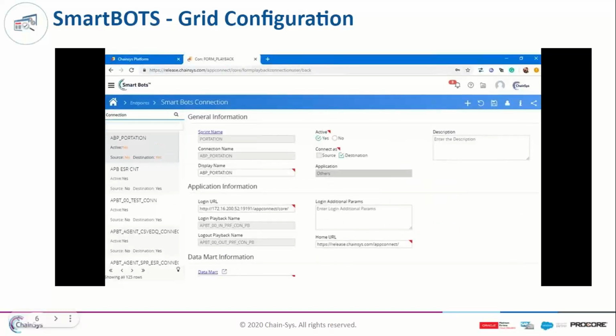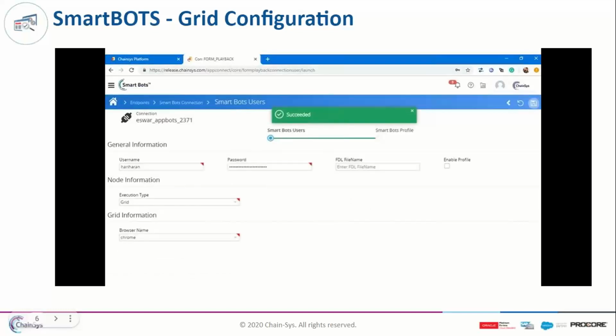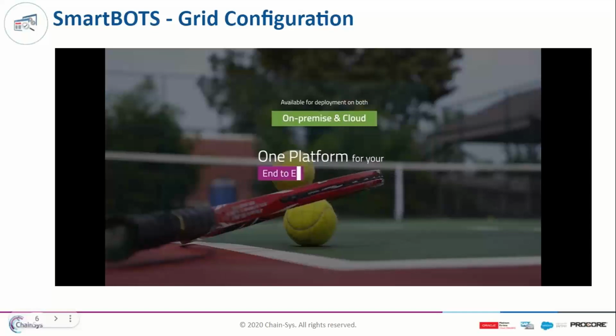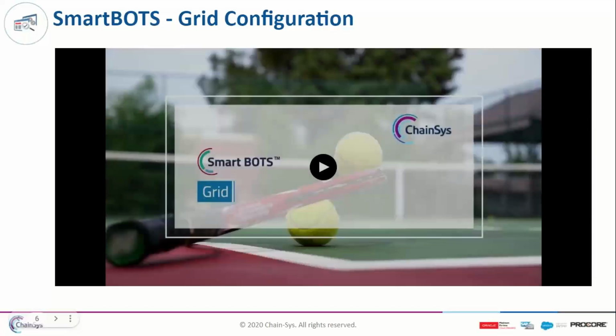So here you can see in the connection, we are going to mention in which mode we are going to execute all the bots from the connection. So here you can see execution type as client grid. So here we have to select the grid option to utilize this feature. So now we have configured the grid, and we have added the VM into that, and we have assigned that VM to the particular user. Now we are good to execute the bot for the grid.